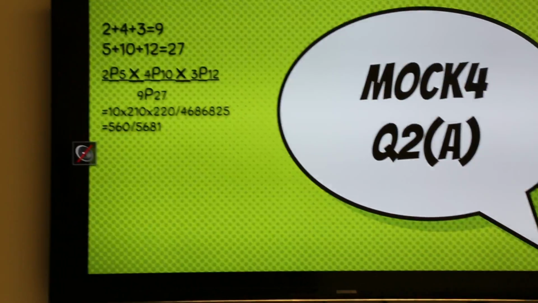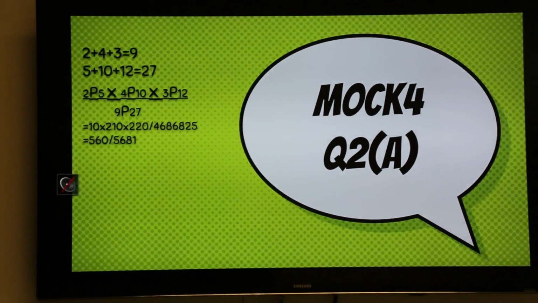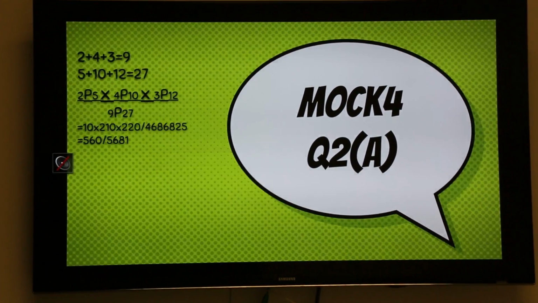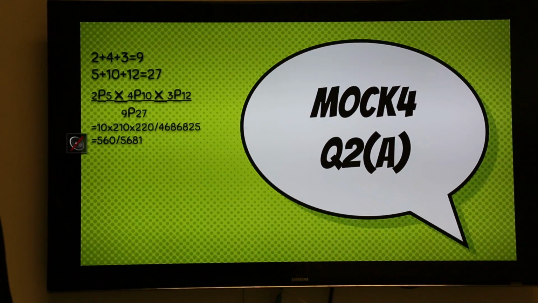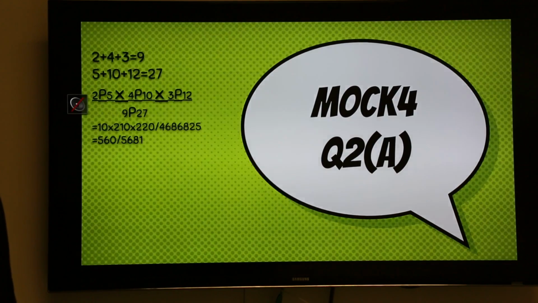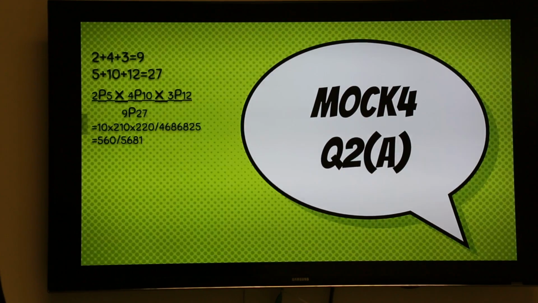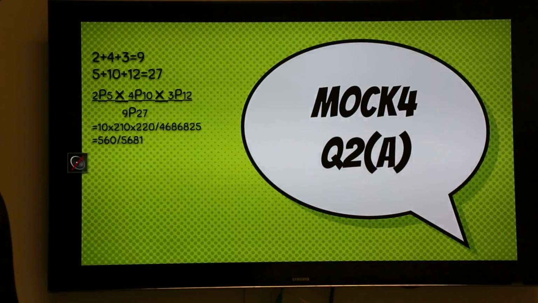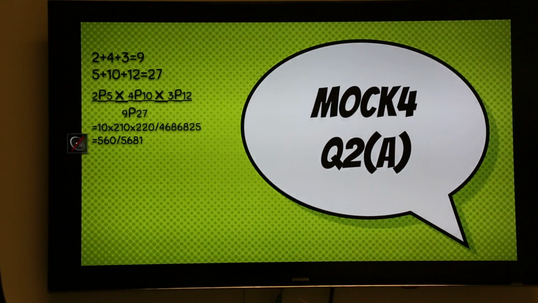For the first part, Paul will choose 2 questions from 5, which is 5C2 equals 10. For the second part, we will choose 4 questions from 10, 10C4 equals 210. And for the third part, it's 12C3. After calculating and simplifying it, you can get the answer 560 over 5,681.